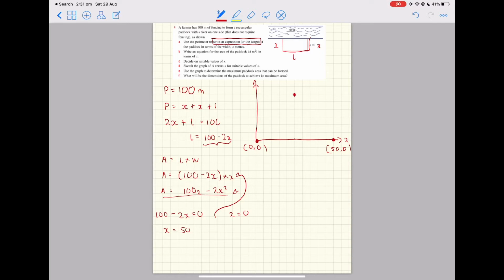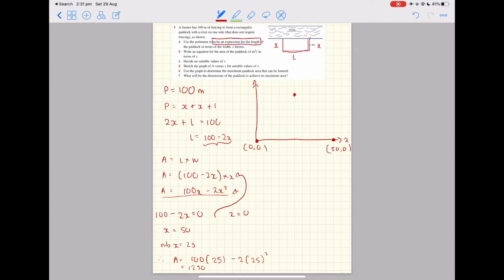And if I was to find out what the y value is for that corresponding x value, I just sub in x is equal to 25. Therefore, your y value, or your area value in this case, is going to be 100 bracket 25 minus 2 bracket 25 squared. What you're going to need to do now is put that into the calculator. So if you do that, 100 times 25 minus 2 bracket 25 whole squared, you're going to get an area that's equal to 1,250.